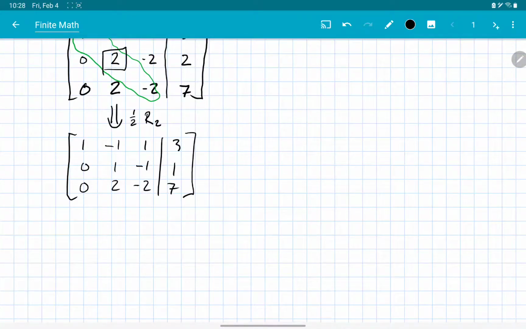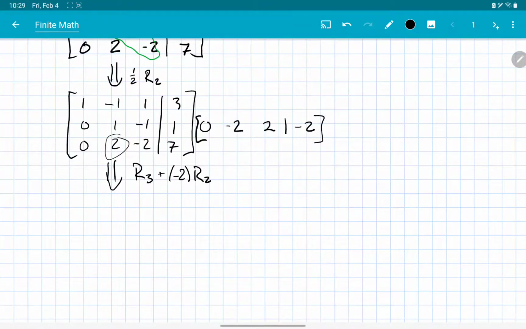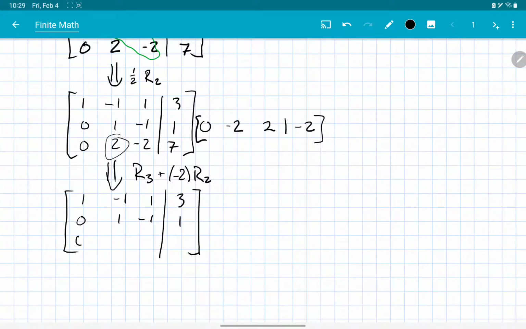Okay. Now I would like to eliminate this 2 down here. To do that, I'm going to take row 3 plus negative 2 times row 2. And let's write negative 2 times row 2 over here. Negative 2, positive 2, and negative 2. Okay, so this that I've just written down is negative 2 times row 2. And I'm adding that to row 3. So the first 2 rows stay the same. Zero, 0, 5.